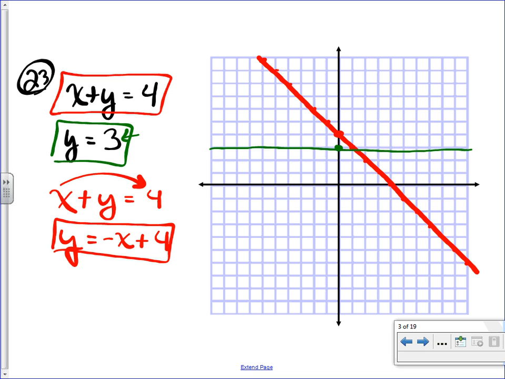Of course, to find the answer, I've got to find where they intersect. And they're going to intersect at that point right there. What is that point? What is that ordered pair? 1, 3 is correct. 1, 3. So my solution at number 23 is going to be the ordered pair 1, 3.